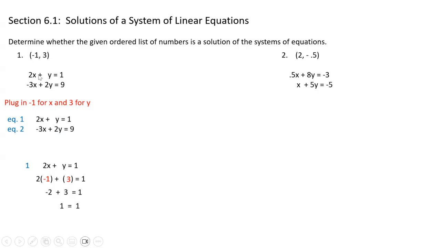That means that this point belongs to the first equation. But in order for it to be the solution of both equations, it has to be true for both equations, not only one of them. So once it's true for equation 1, then we can proceed to equation 2. We're going to plug in -1 for x and 3 for y. On the left side, it's going to give us 3 plus 6, which is 9. So 9 equals 9. That means that (-1, 3) is the solution of equations 1 and 2.